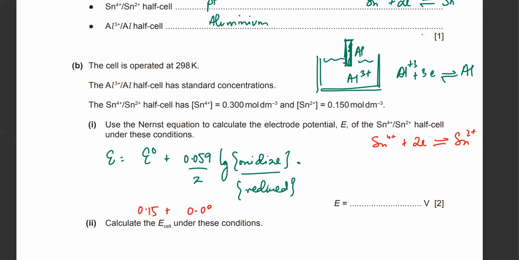0.059 is a constant. So we've got 0.059 divided by Z, which is the number of electrons, which in this case is 2. And log of the oxidized species. The oxidized species is the one that's formed after oxidation, after losing electrons. Well, that's tin 4+. So the tin 4+ concentration is given as 0.3. Divided by the reduced species. The reduced species is the one that's formed after reduction. So that one is given as 0.15.